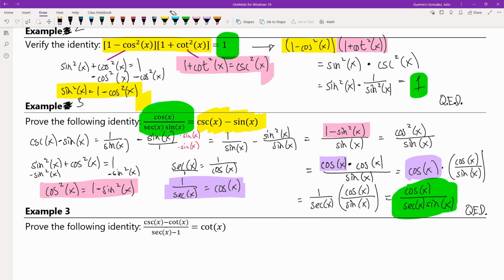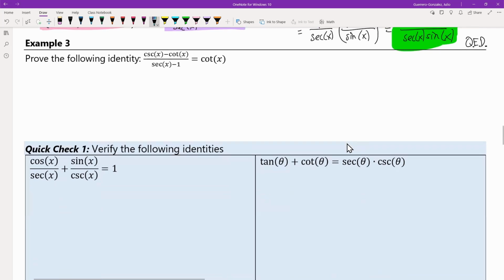Okay. Next one down. Prove this identity right here.